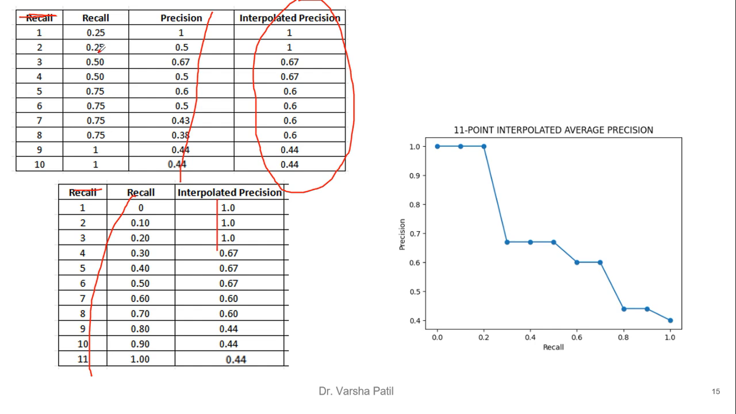Now this 0.25, so for 0.30 we can't consider the 0.25, we require to take the next interval 0.50. For 0.50 it is 0.67, so 0.30, 0.40, 0.50 are replaced by 0.67. Next is the 0.75. For 60 and 70 we require to take this 0.75, which is nothing but 0.6. Again after 0.75 it is directly 1, so for 8, 9 and 1 we are taking 0.4, 0.4, 0.4. In this way we can write down the interpolated precision.